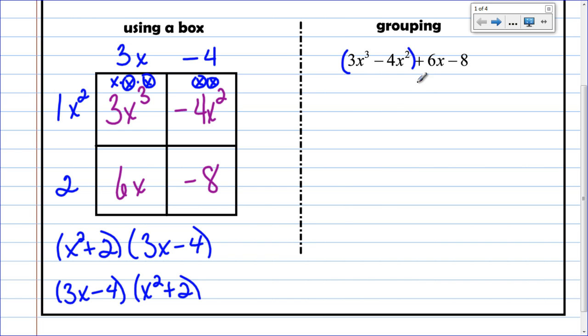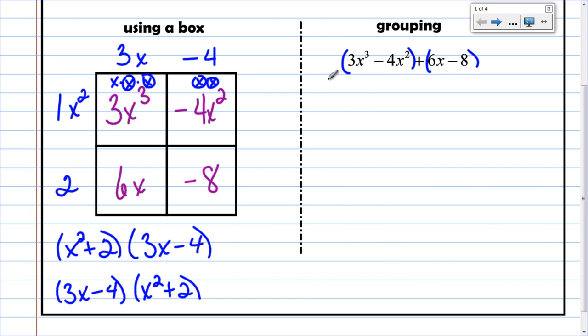The first 2 are going to go in a group together. The second 2 are going to go in a group together. Now I'm going to do what I did yesterday. I'm going to take this first group, ignore the second one for now, just this first group, and find the greatest common factor and write what's left.